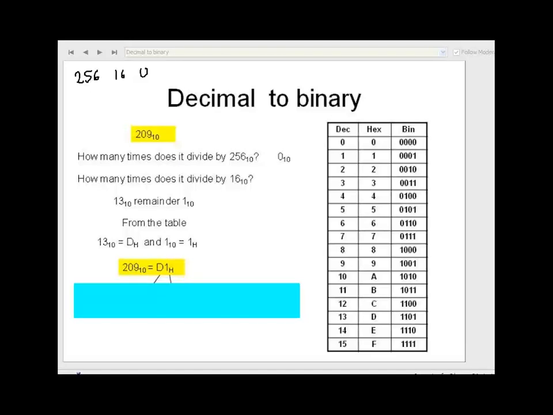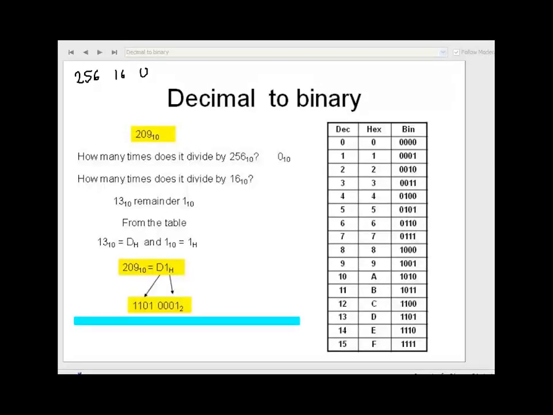So now, to convert this into binary, I say, right, D is equivalent to 1101. And 1 is equivalent to 0001. And I end up with this: 209 in decimal is equivalent to D1 in hexadecimal, and the D is equivalent to 1101, and the 1 is equivalent to 0001.